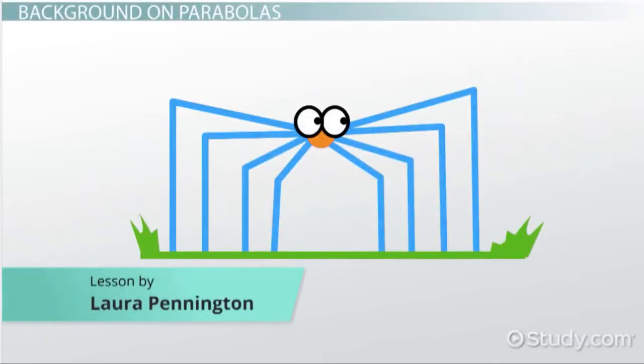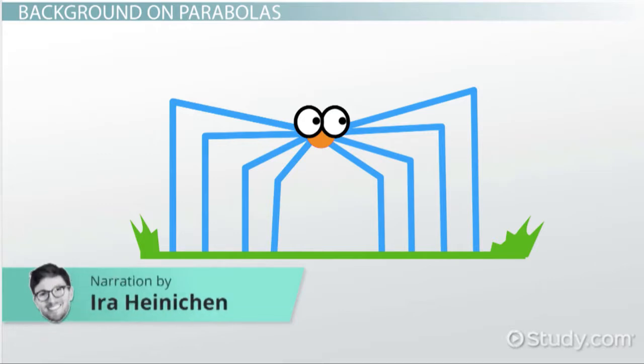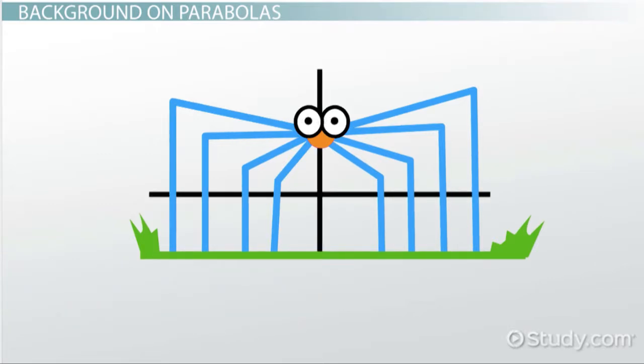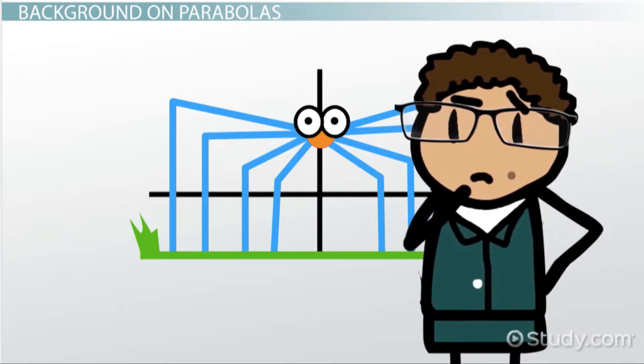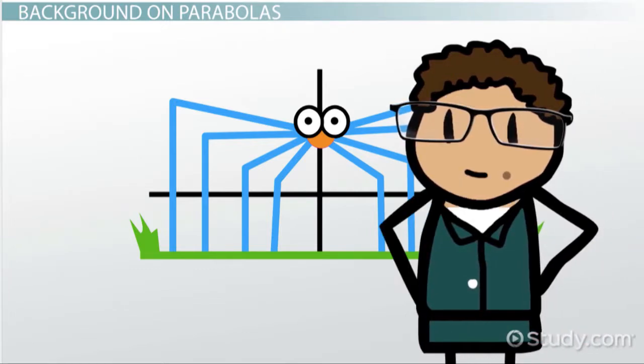Meet Melvin, the friendly spider. Isn't he cute? It just so happens that Melvin is no ordinary spider. He's a mathematical spider. Okay, now you're probably rolling your eyes about now, but bear with me. We're going to use Melvin to introduce a mathematical curve called a parabola.